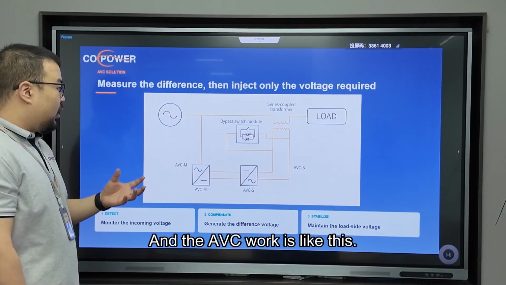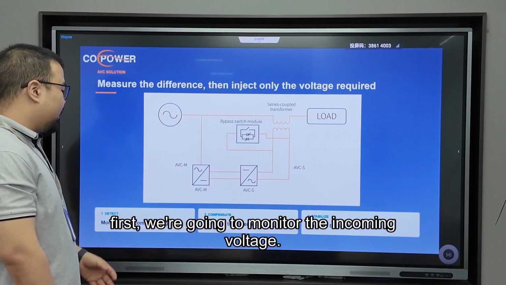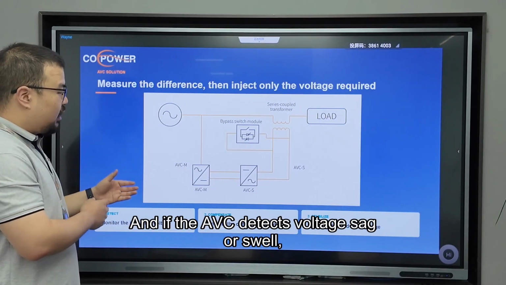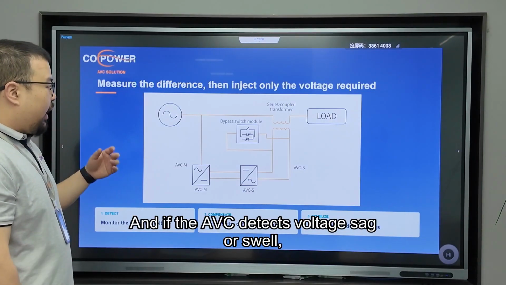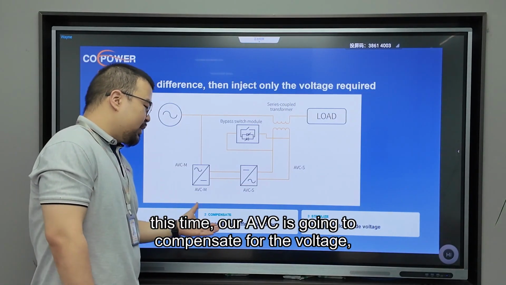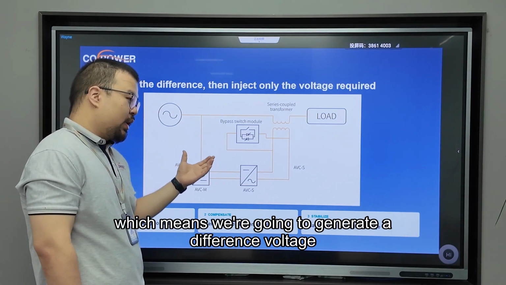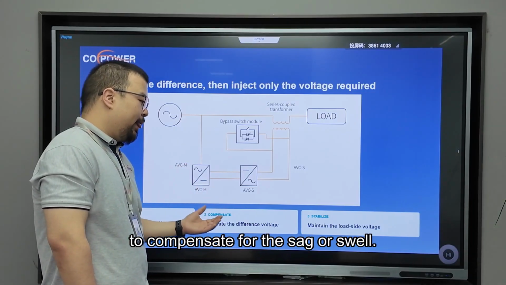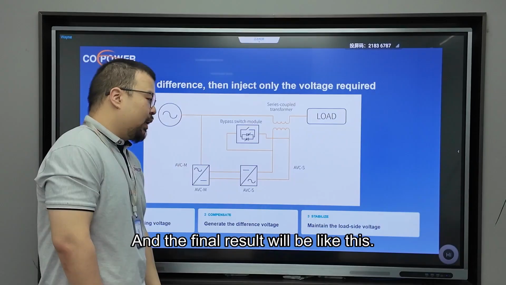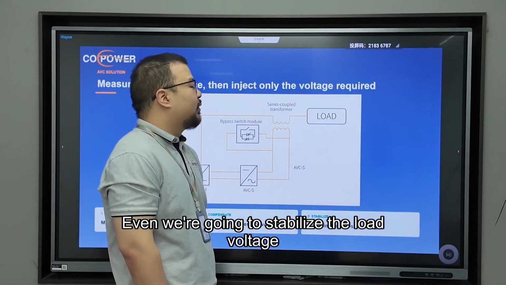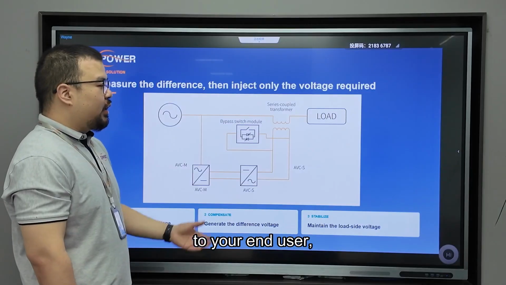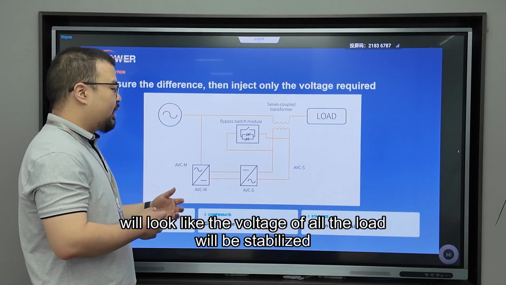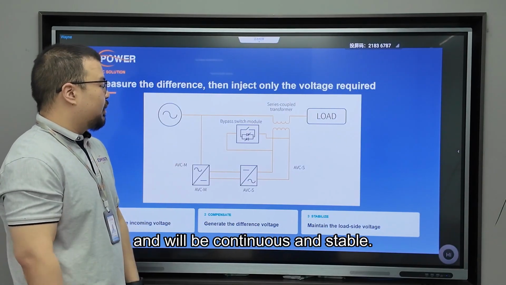And the AVC works like this. First, we monitor the incoming voltage. If the AVC detects voltage sag or swell, our AVC will compensate for the voltage, which means we generate a difference voltage to compensate for the sag or the swell. And the final result will be like this. We stabilize the load voltage to your end user, so the voltage of the load will be stabilized, continuous and stable.